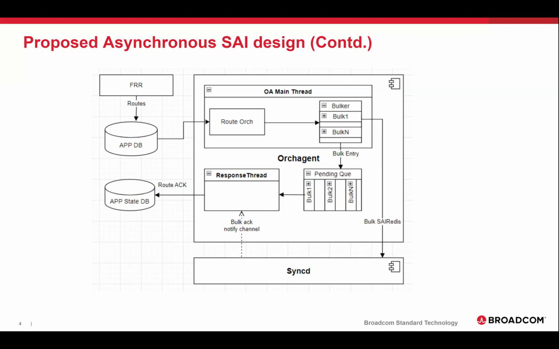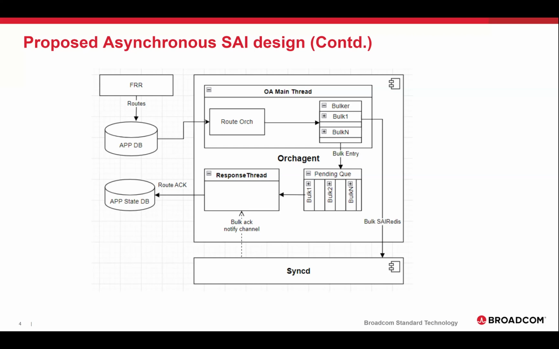The ownership, like all the entries, will now belong to the response thread, because the OA main thread doesn't have to do anything with the already existing entries. And it will create an empty queue for the further requests. So now once it releases the lock, the response thread can process the pending entries in its own context as soon as the response comes from syncd. And the OA main thread can acquire the mutex and keep adding entries in the new pending queue basically.